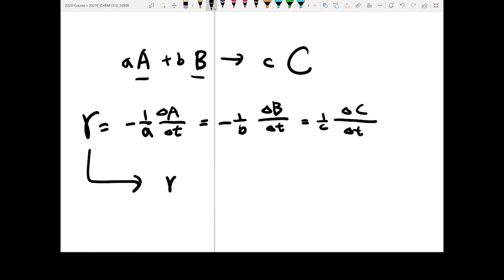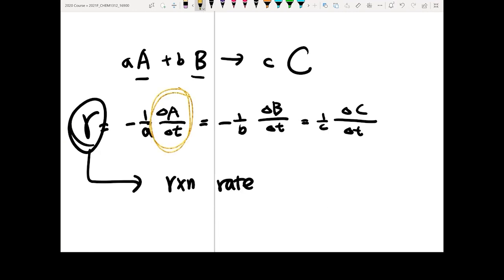Every time they say the reaction rate, it is this quantity. But if I want to know the disappearing rate of A, then that's what I mean. If I want to know the appearing rate of C, then that's the thing they want. So you need to have a clear distinction between different terms, so you can provide the correct answer.